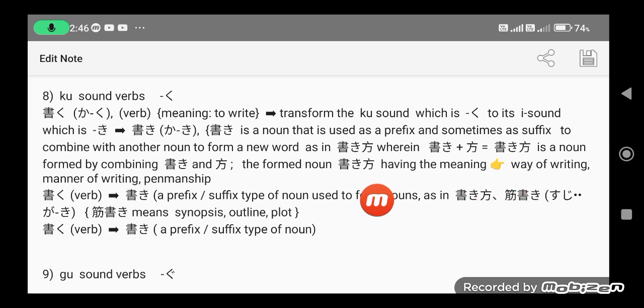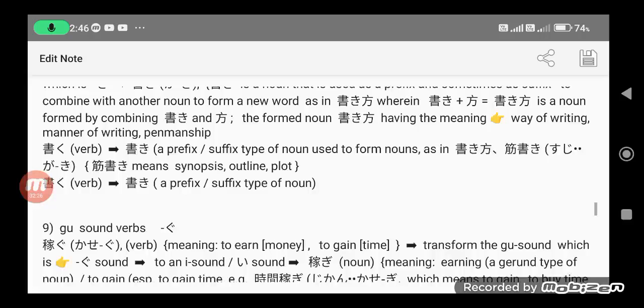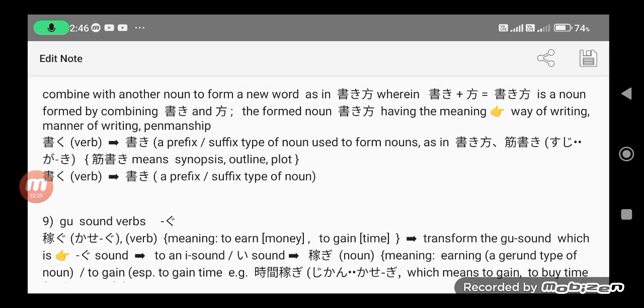So meaning, way of writing, manner of writing, or penmanship. So that's it for kaku. Kaki is a prefix or suffix type of noun and used to form kakikata, or sometimes kakisuji. Kakisuji. Or suji gaki. So why did the kaki become gaki?